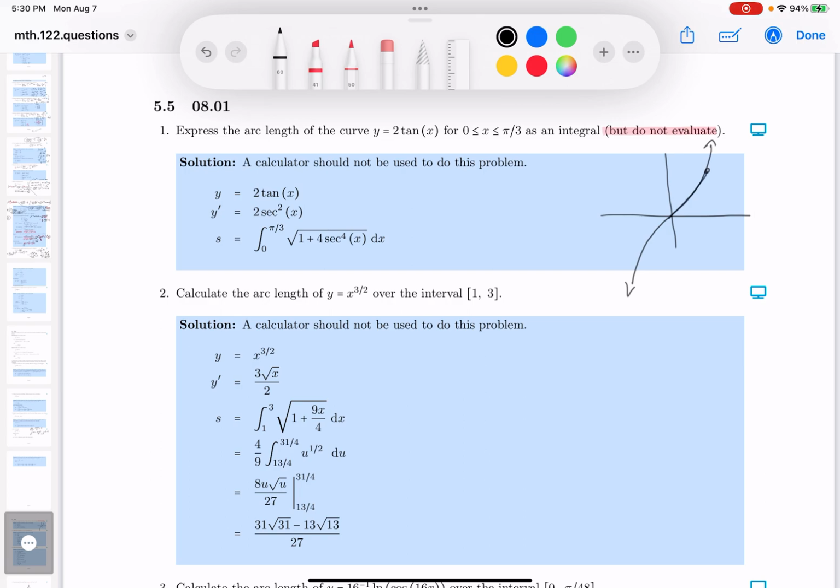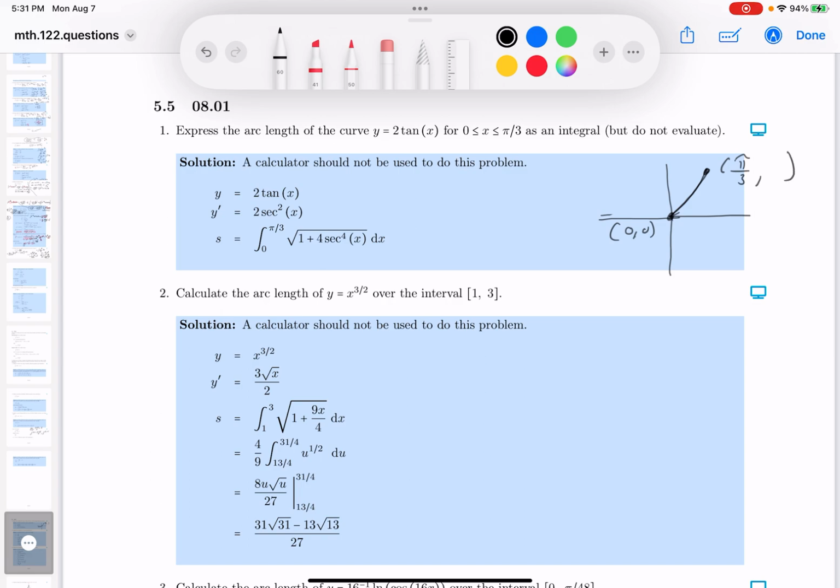Let me erase the rest of it. Erase this too. Let me just extend my axes here. So we're going from this point to that point, all right? What's the initial point going to be? 0, 0. What's this point over here going to be? Pi over 6. I'm sorry, pi over 3.